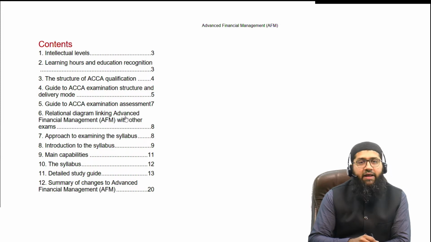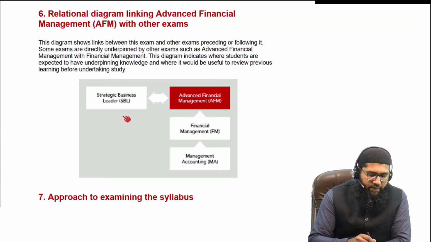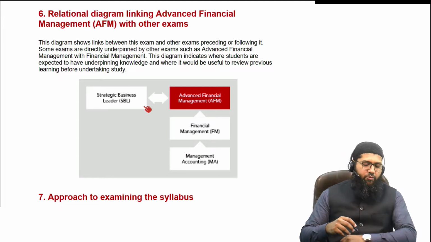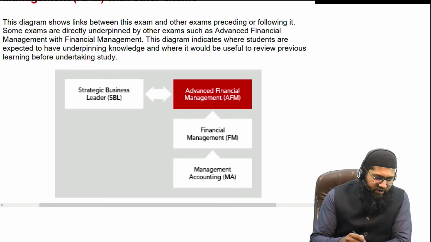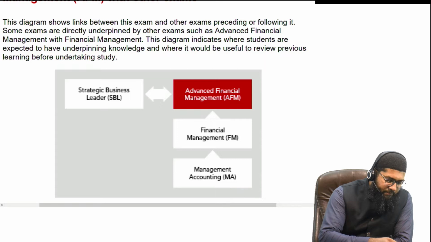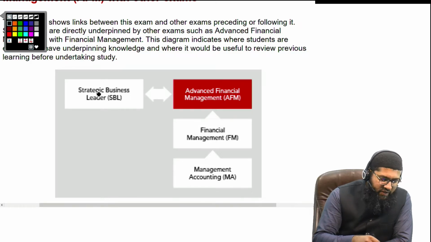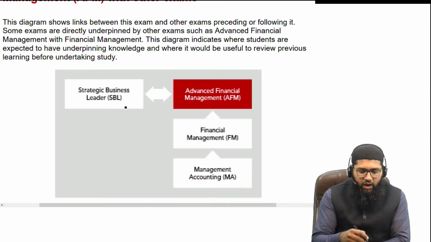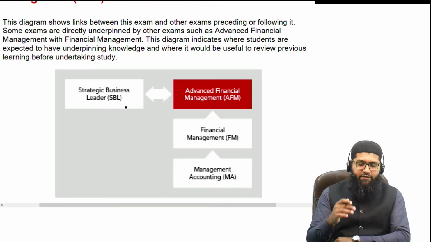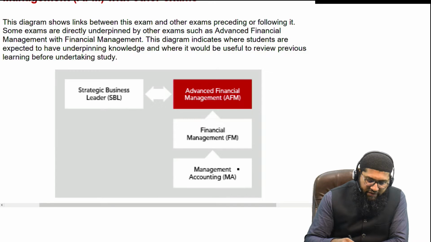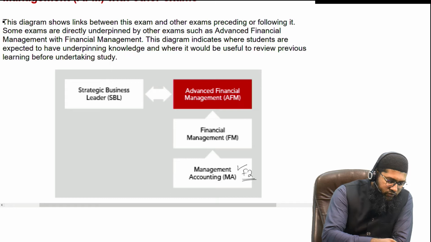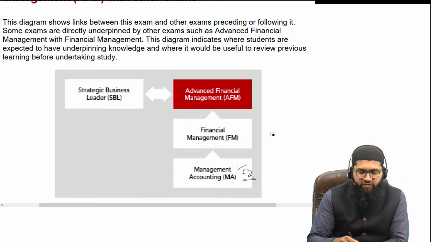The first thing that I think you should know is the relational diagram for the AFM examination, that is, what exactly the relational diagram is. This relational diagram is in front of you, and it tells you which specific subjects are relevant for the AFM and what the connections of the different subjects are. You can see there is management accounting, which is also known as the F2 paper.